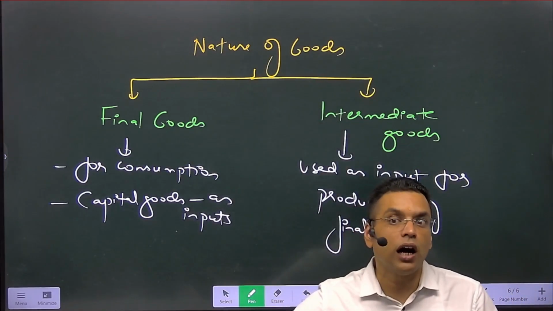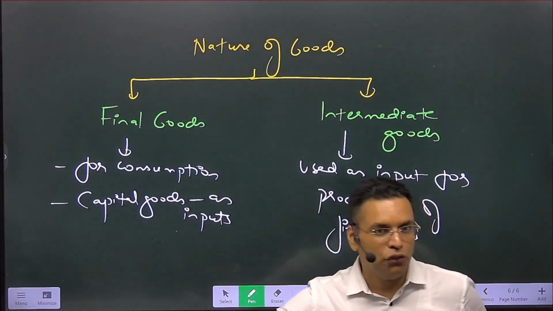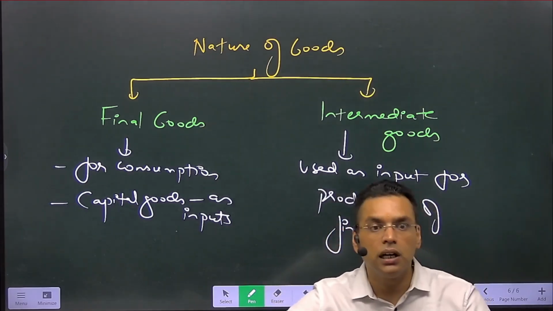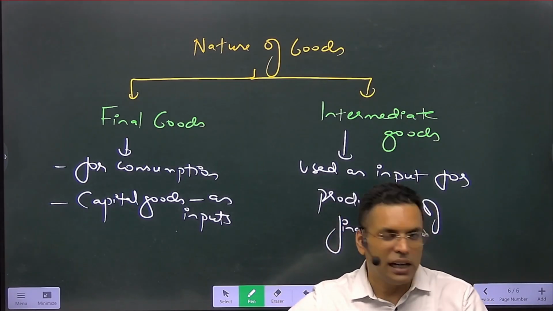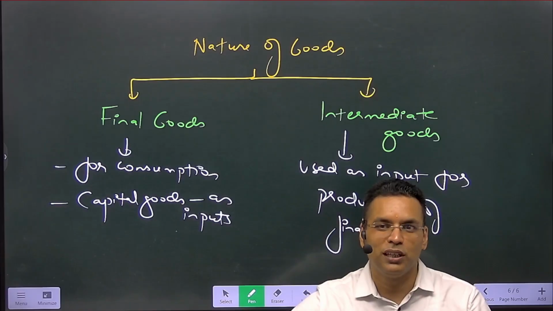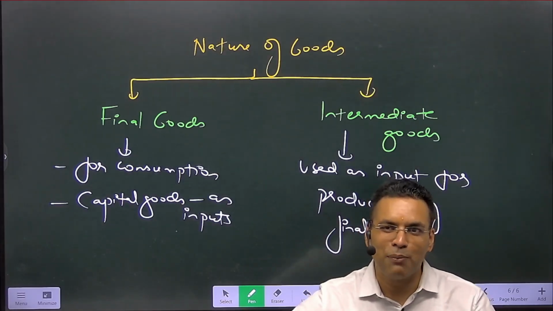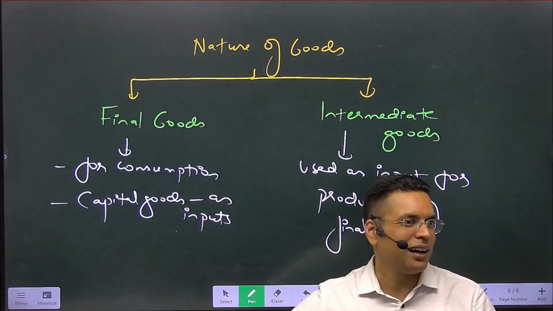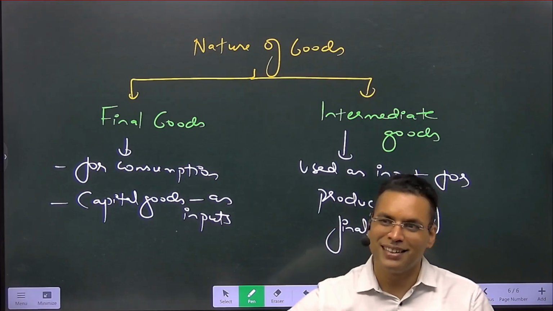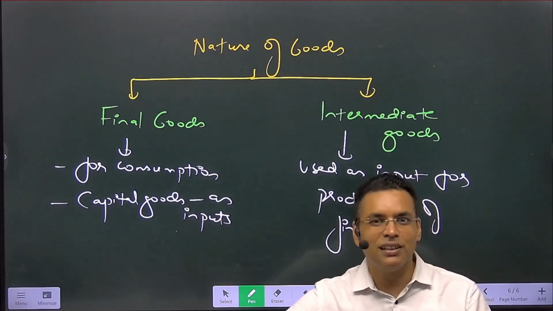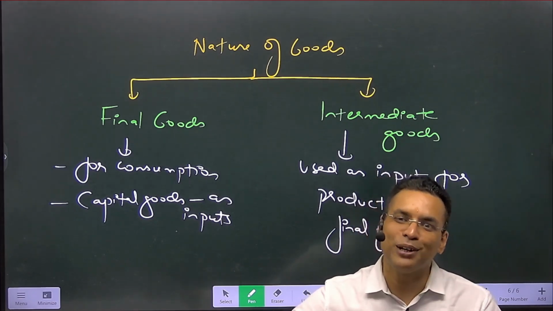So it is the nature of the good, how you are using it. For example, if I am using a car, that is a consumer good. But if I download the Ola or Uber app and I become a driver, and now suddenly for 2 hours my car is used for providing cab services, now my car will change from a consumer good to a capital good.